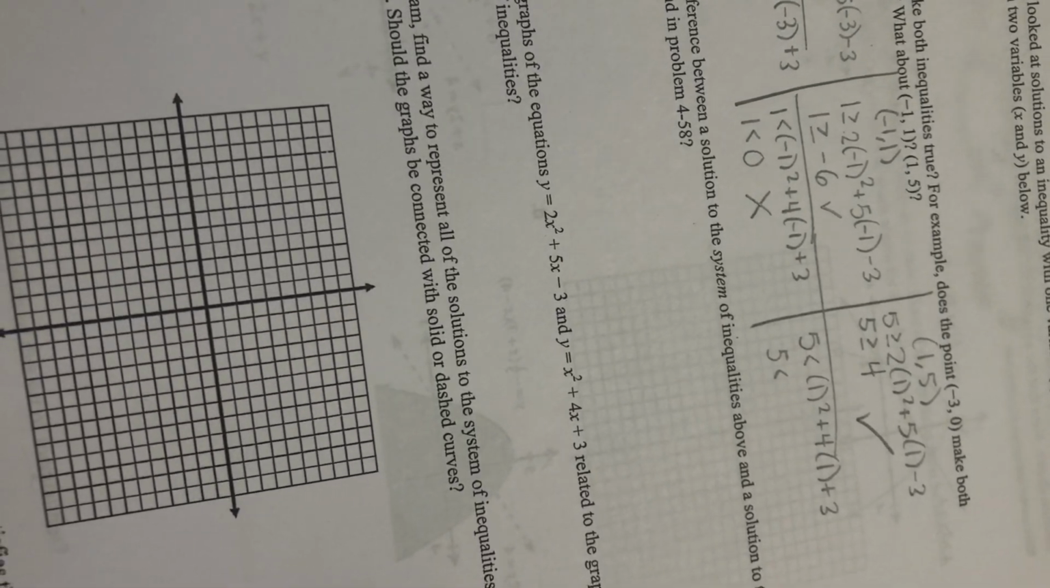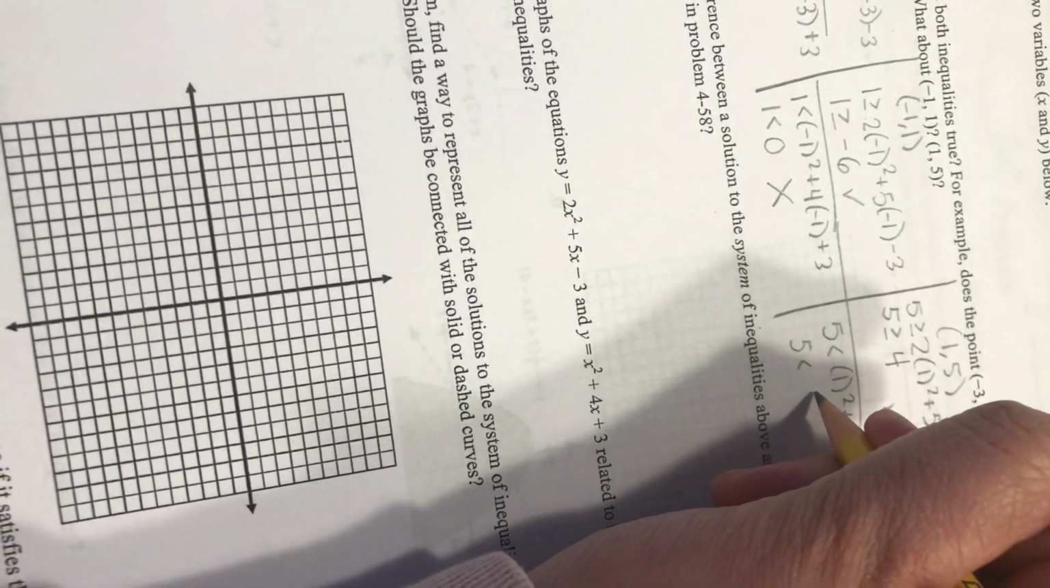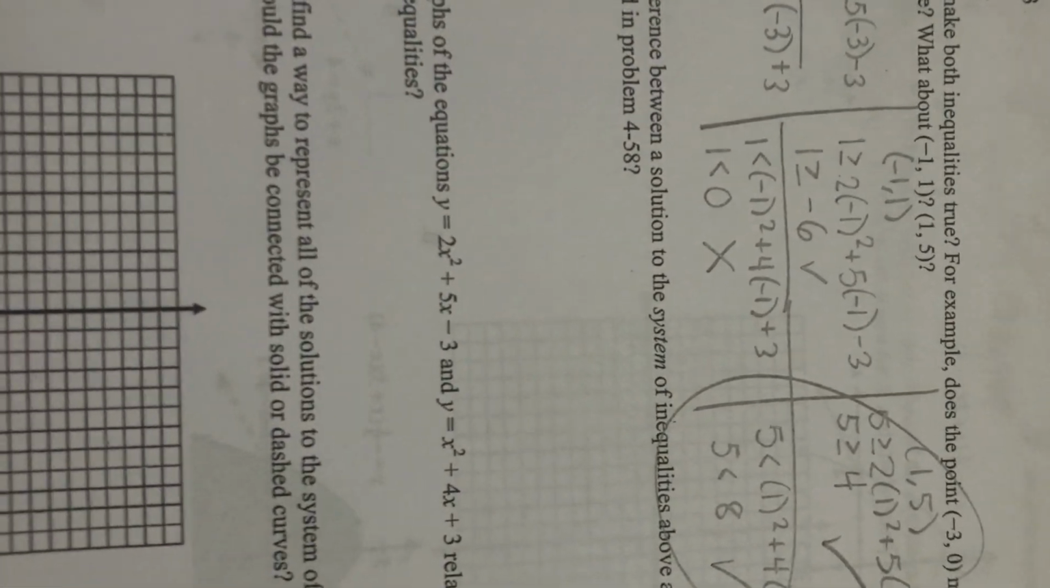One squared is 1, 1 plus 4 is 5, 5 plus 3 is 8. Is 5 less than 8? Correct. So this is the only coordinate that they gave that is actually a solution to the system of inequalities. Now, is that the only solution? No, there's definitely other points that will work for this. And we're actually going to find the solutions and represent them later on.